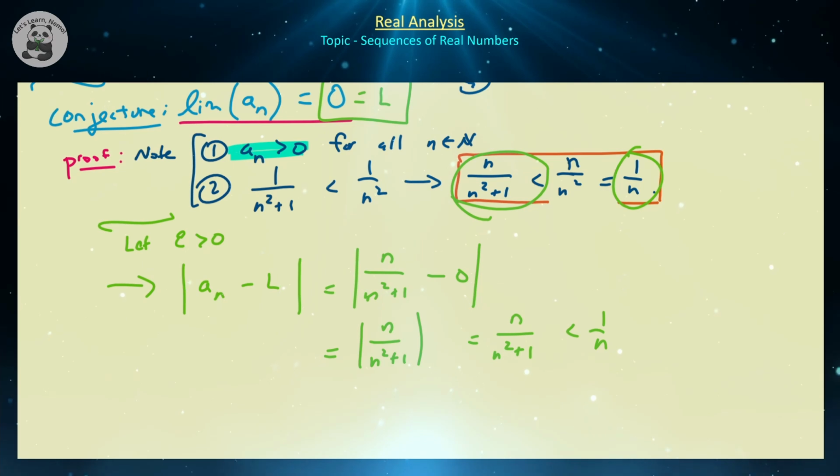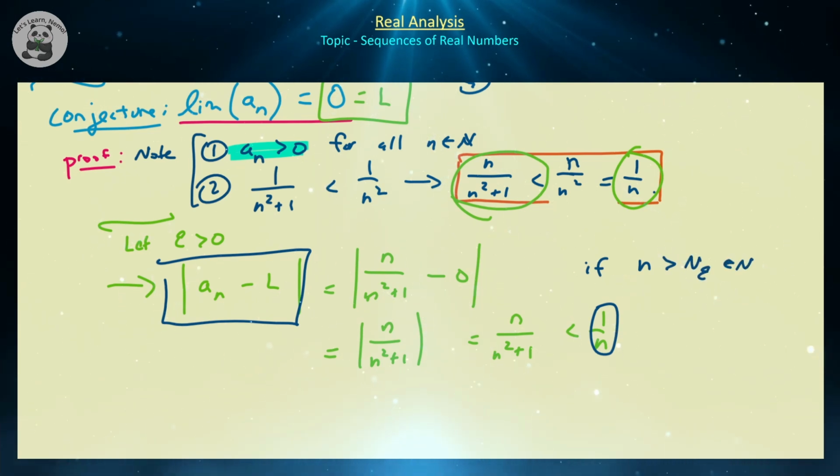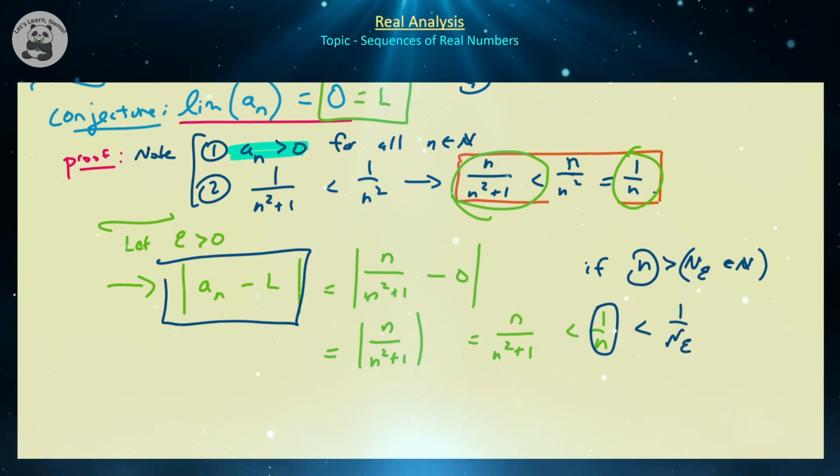So now what do we need? What we need now is to show that this distance is arbitrarily small, and 1 over n is not arbitrarily small, at least for a particular fixed value of n, right? So if n is greater than some natural number n subscript epsilon, then what will we have? Well, if n is the larger number of n and n subscript epsilon, that means 1 over n is going to be smaller than 1 divided by n subscript epsilon.